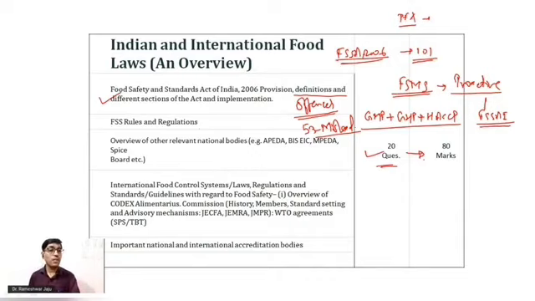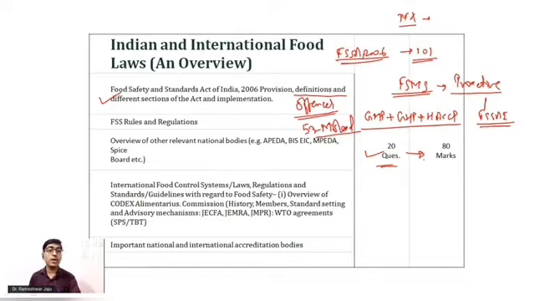Okay, overview of FSS rules and regulations. Again, these are important ones. When we say rules, there are different sets of rules and regulations. Yes, there are different regulations from 2011 onwards for the Food Safety and Standards Regulations. The regulations are there from 5th of August.